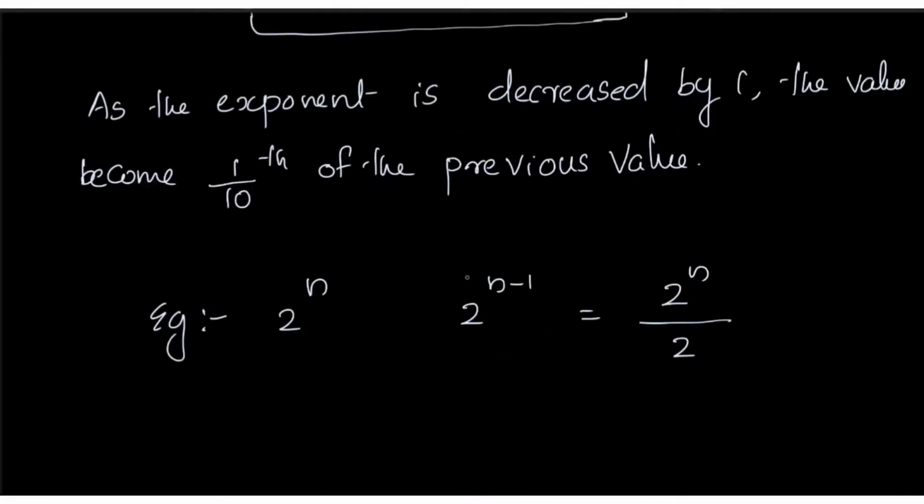That is the proof. 2 raised to n is 2 multiplied n times. 2 raised to n minus 1 is 2 multiplied n minus 1 times. That is, 2 raised to n is divided by 2. So this becomes 1 by the base of the value. We can generally write like this. As the exponent is decreased by 1, the value becomes 1 by base of the previous value. So we can generally write like this.